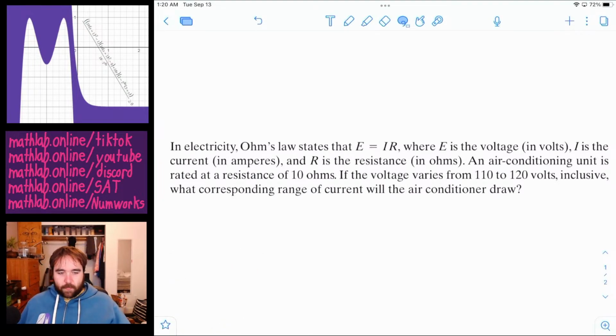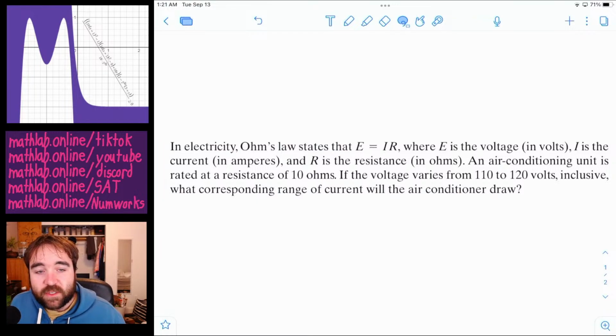and let's solve it. So how do we solve this problem? This problem is actually part book, so let's take some time to read it. In electricity, Ohm's law states that E equals I times R, where E is the voltage in volts, I is the current in amperes, and R is the resistance in ohms. An air conditioning unit is rated at a resistance of 10 ohms. If the voltage varies from 110 to 120 inclusive, what corresponding range of current will the air conditioner draw?